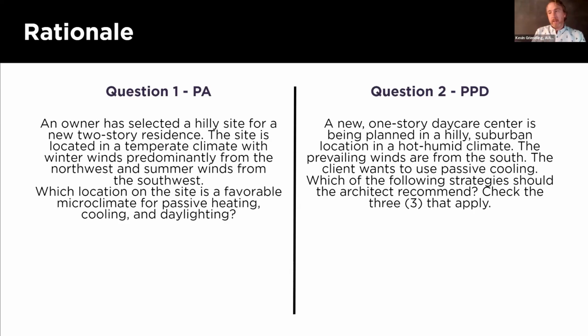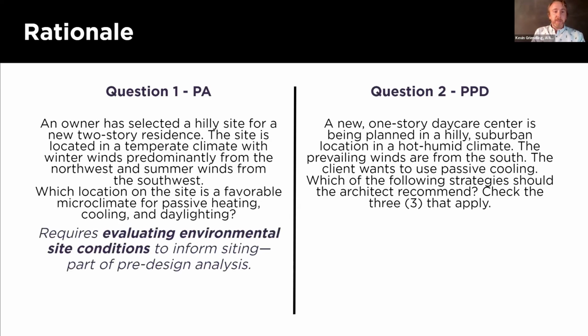Now, in contrast to that, the PPD question that they had listed is very similar in its keywords. It states a new one-story daycare center is being planned in a hilly suburban location in a hot, humid climate. The prevailing winds are from the south. The client wants to use passive cooling. Which of the following strategies should the architect recommend? Check the three that apply. So the overlap that you see is obvious. It's dealing with prevailing winds, it's dealing with climate, it's dealing with passive systems, so passive heating, cooling, and daylighting, and then passive cooling on the other side.